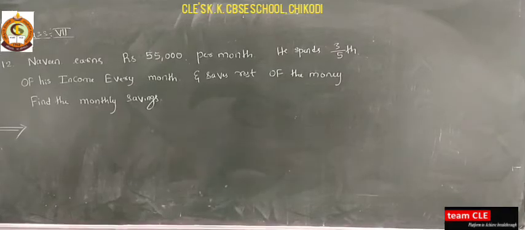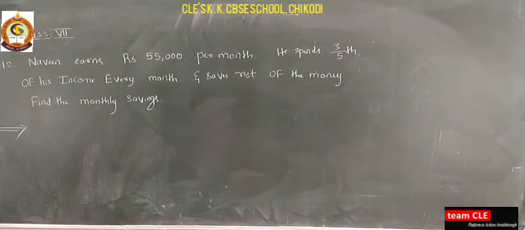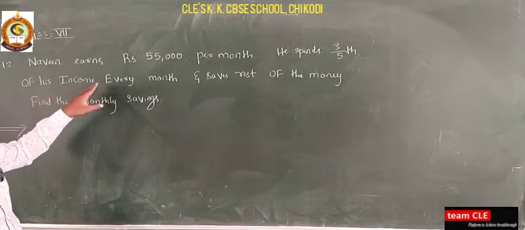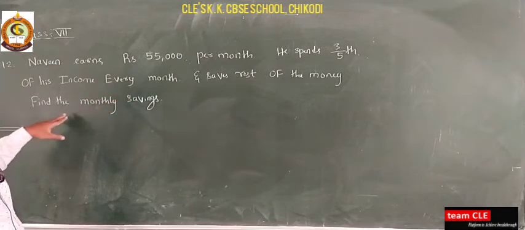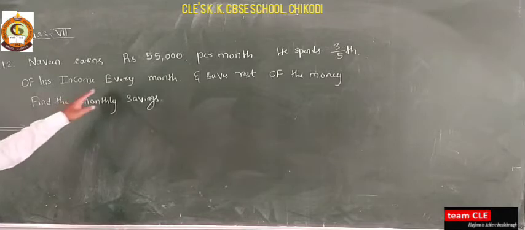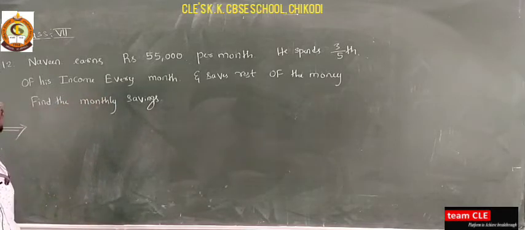Okay, dear students, now comes one more question. Naveen earns rupees 55,000 per month. He spends 3/5th of his income every month and saves the rest of the money. Find the monthly saving. So our question says Naveen earns rupees 55,000 per month, spends 3/5 of his income every month and saves the rest. Find the monthly savings.